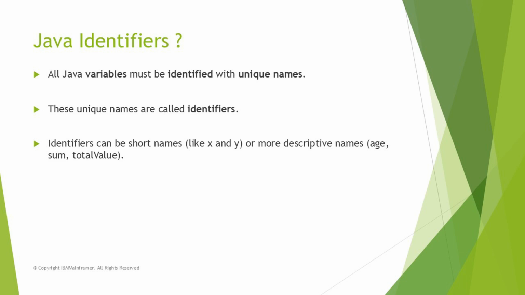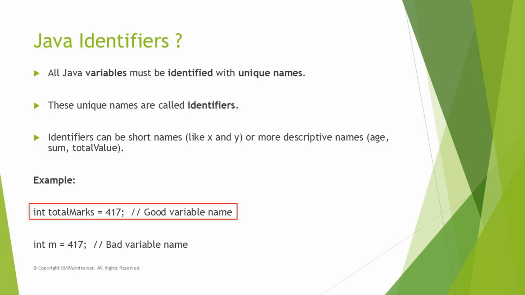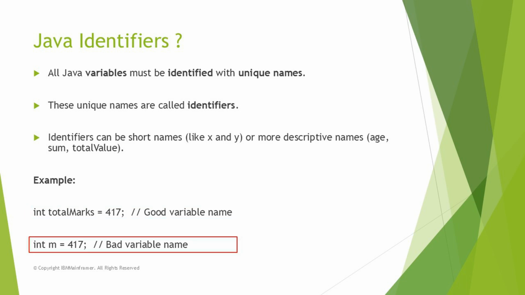The variable names can be short names like X or Y, single characters, but it is good to have descriptive names like age, sum, total value. For example, if you declare int totalMark equal to 417, it's a good variable name because total marks has some meaning. But if, for example, you declare int m equal to 417, that is a bad variable name because m is a single character and does not have any meaning.